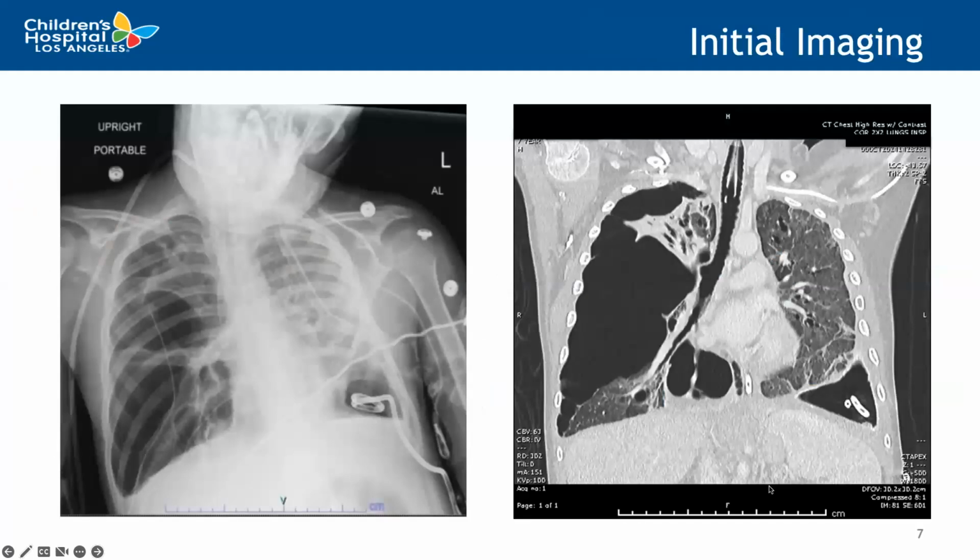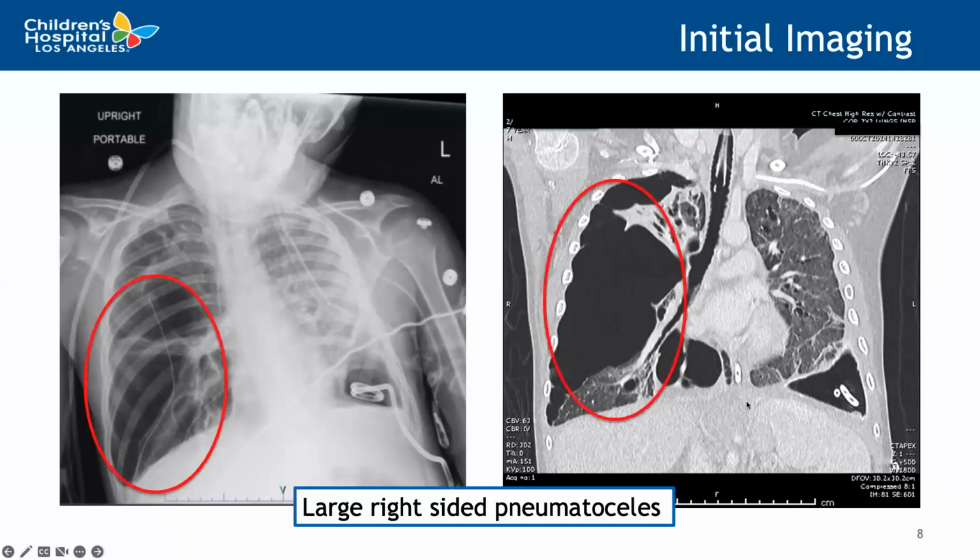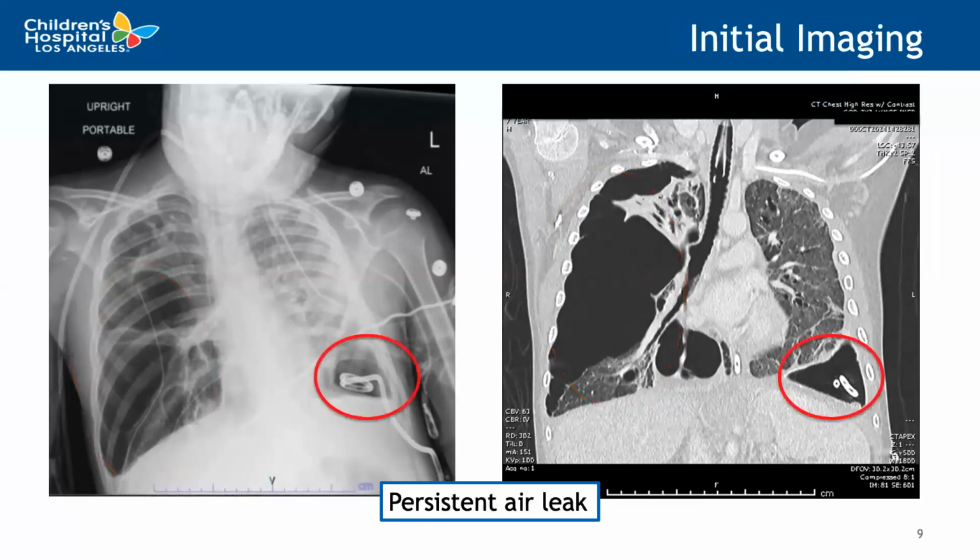This was his initial imaging upon arrival to our facility. And as you can see, he has, again, very severe ventilator-induced lung injury. The image on the left is his chest x-ray, and the image on the right is a CT scan done around the same time. I want to point out that he has these large right-sided pneumatoceles that were likely due to repetitive barotrauma with very little lung parenchyma present on that right side. And then on the left, he had, again, a pneumothorax or pneumatocele with the presence of one of the chest tubes. The others had been removed at this time. And this chest tube had a persistent air leak that was causing some issues.